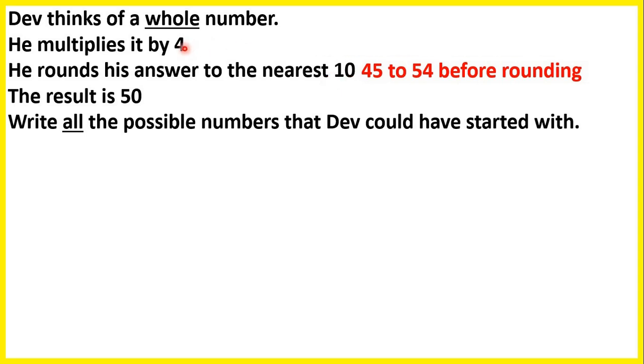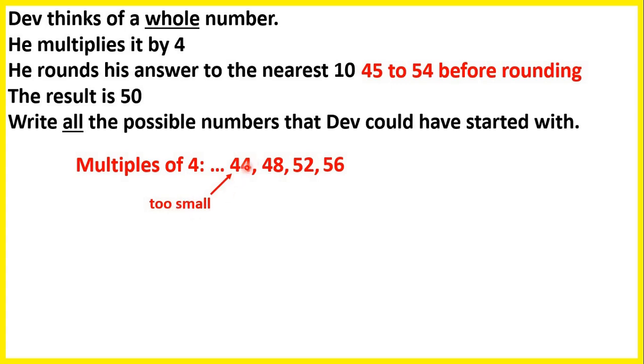So what number multiplied by 4 will give an answer between these numbers? Well, we know that multiples of 4, we have 44, 48. If we add another 4, we'll get 52, and another 4 will be 56. So 44 is too small, because 44 rounds to 40, not to 50. 48 is 12 times 4, so he could have started with 12 and multiplied by 4 to get 48, and then rounded to get 50. Or we could have 52, which is 13 times 4. But 56 is too big, because 56 rounded to the nearest 10 would be 60, not 50.